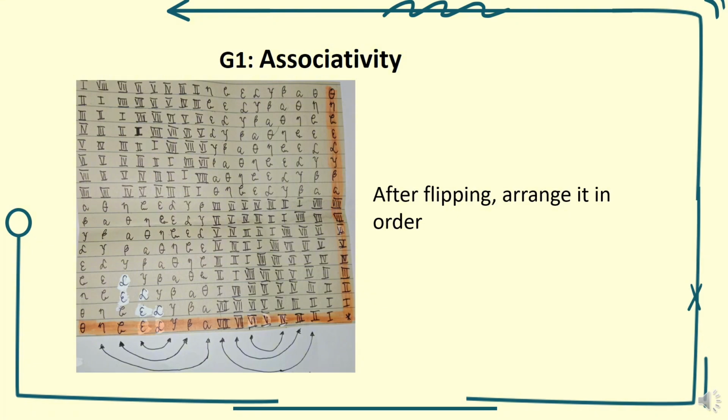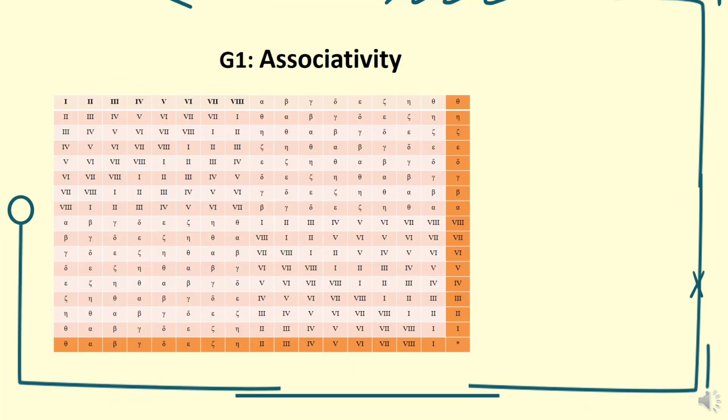For example, the one at the very top: 1, 8, 7, 6. It is not in order, right? Now, we need to arrange that in order and then compare it to the original for us to determine if it is associative. Okay? So, this is the outcome when we arrange it in order. Same as the original table.